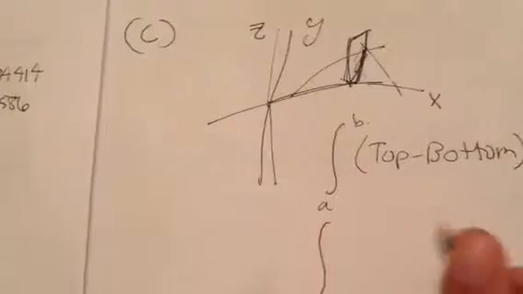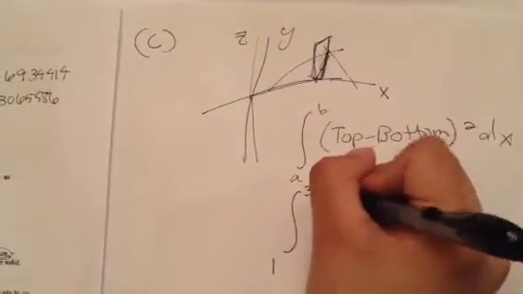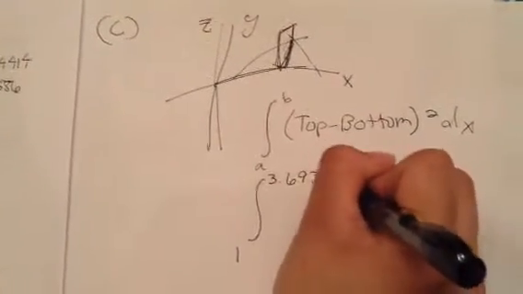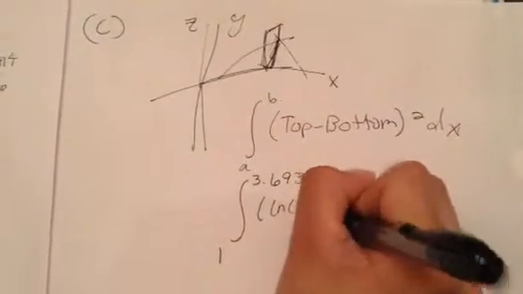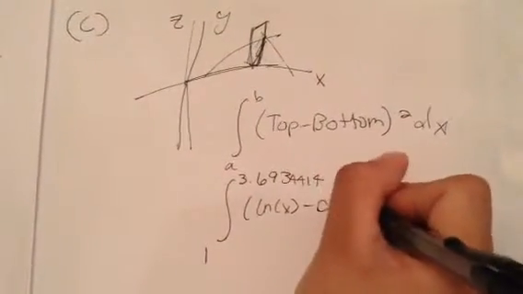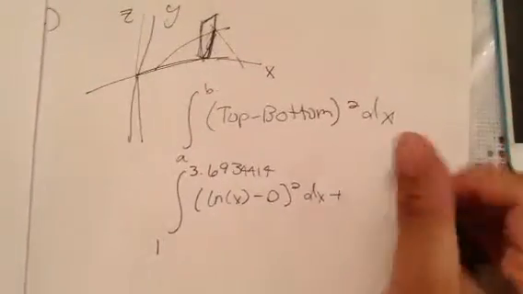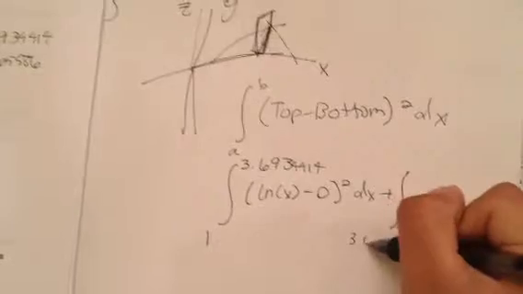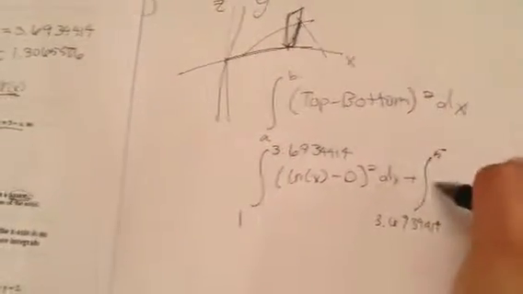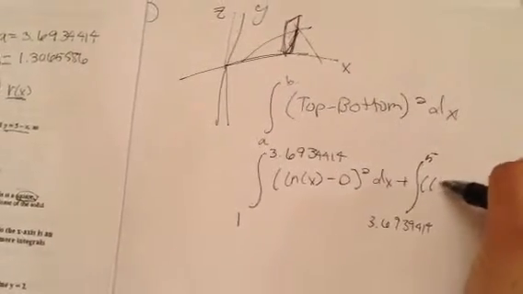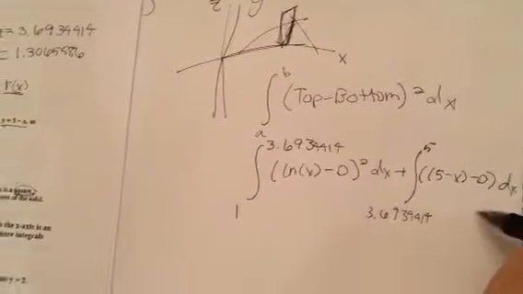So what we're going to do, we're going to go from 1 to a, which in our case ends up being 3.69344414. The top is ln x minus 0, which is the bottom, squared dx, plus the integral from 3.69344414 to 5, and the top is 5 minus x minus 0, which is the bottom, squared dx.